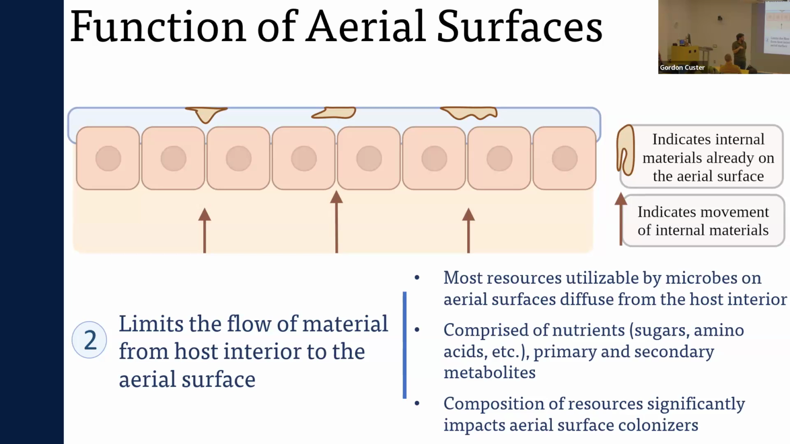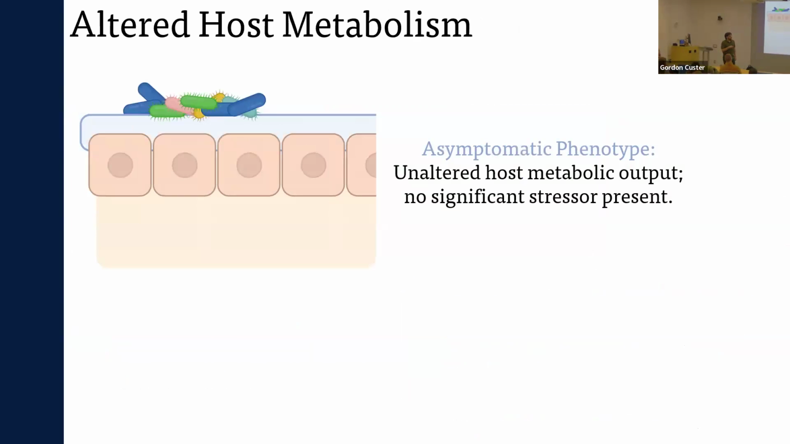We also know that the composition of these resources significantly impacts which aerial surface colonizers are able to persist. This is how we can get different microbial communities associated with these aerial surfaces across organisms in the same area. Up until this point, I'm considering this to be an asymptomatic phenotype, where this unaltered host metabolic output is releasing resources onto the leaf surface and creating a microbiome that's pretty consistent. There's no stressor present, nothing has changed.